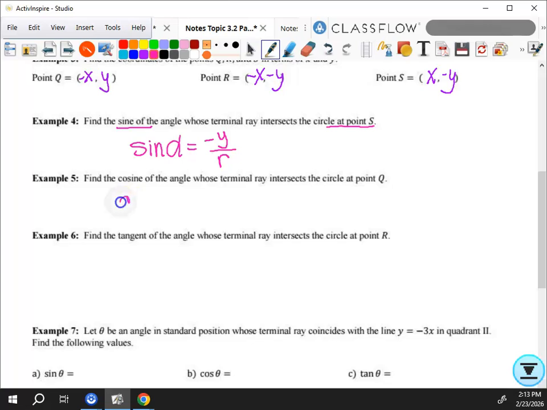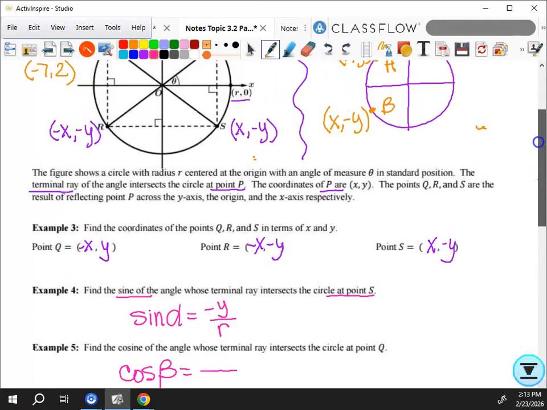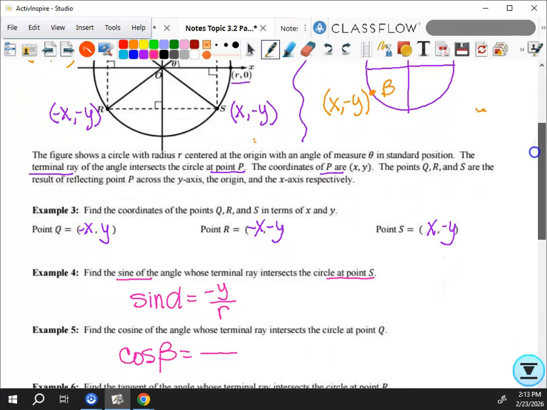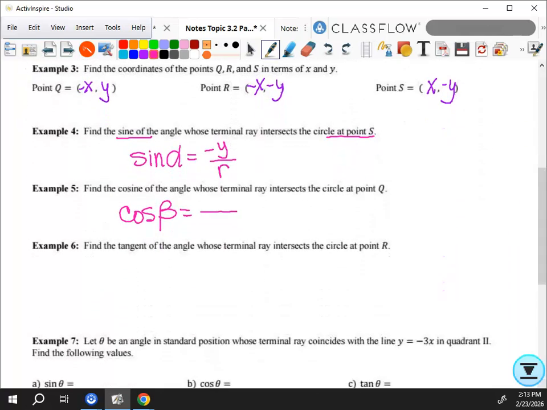Cosine, let's do cosine of beta. It's like a bubbly capital B with a little tail. I know that cosine is the x value over the r. So at Q, the x value is negative. So this is going to be negative x over r. Everybody okay with where all that stuff's coming from? Just kind of assume we've already talked about this stuff a little bit.